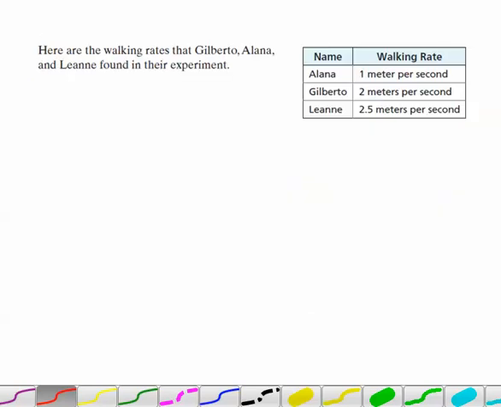So back to our story. In this particular class, we have 3 students who've given us their data. Elena knows that she can walk at 1 meter per second. Gilberto knows he can walk at 2 meters per second. And Leanne knows that she can walk at 2.5 meters per second. Like I was mentioning, from this one piece of information, we can set up a table of data about each walker. So let's start with Elena.